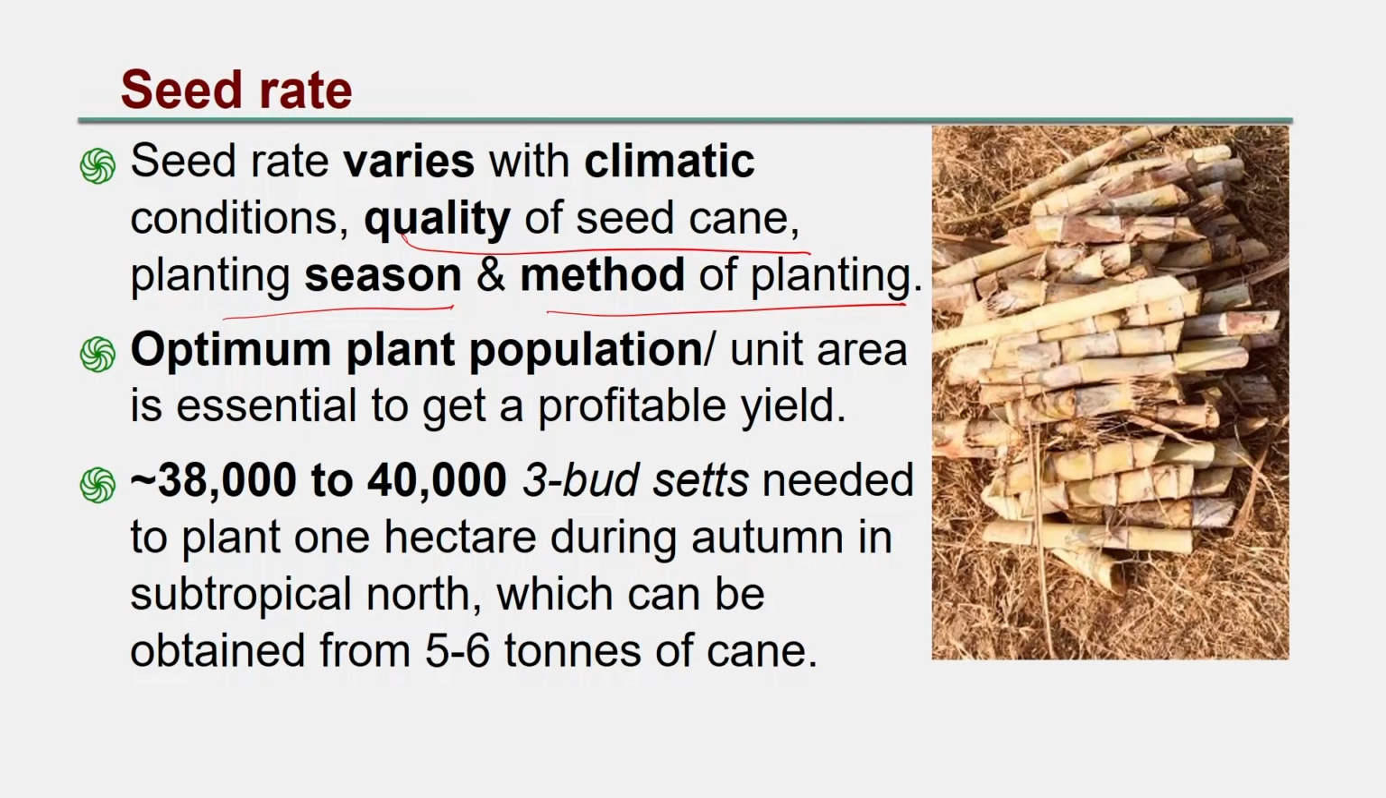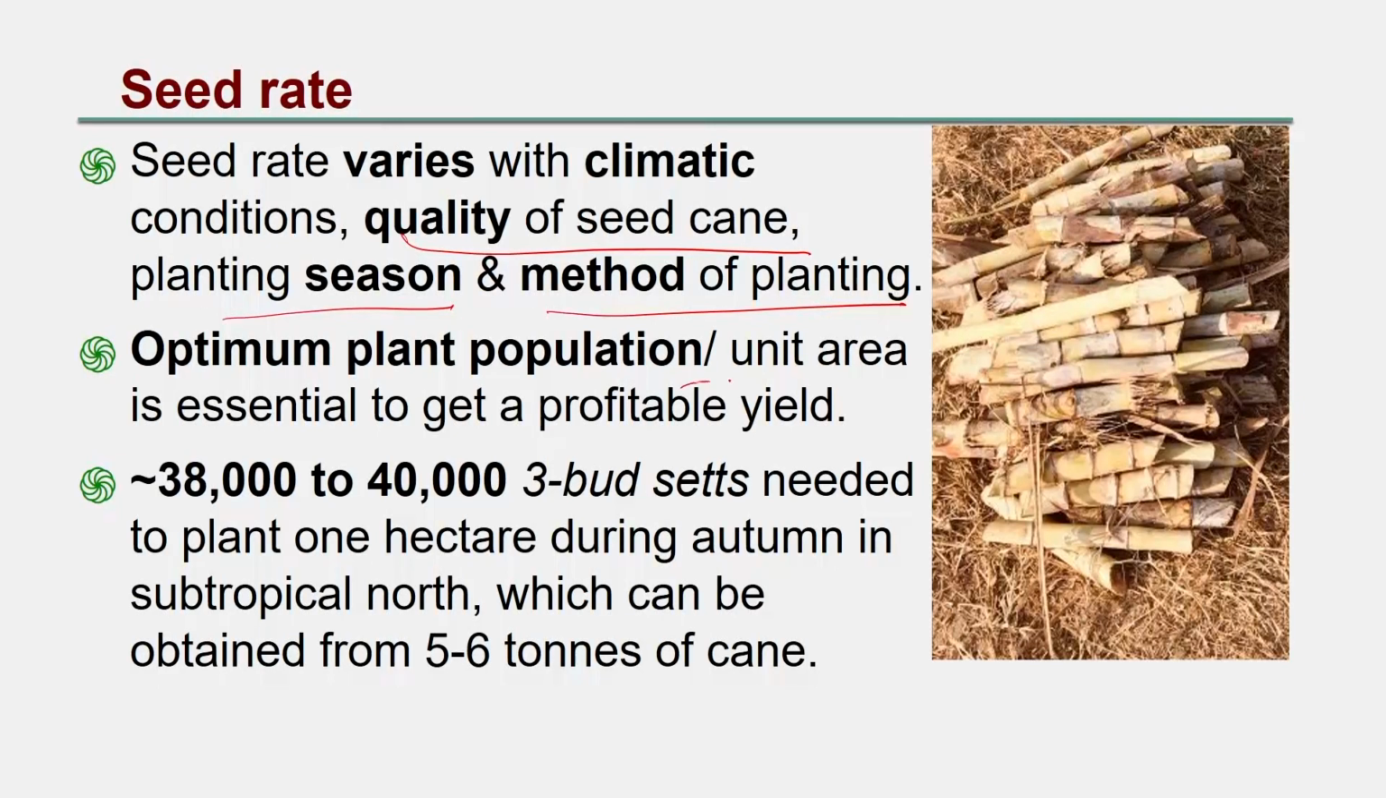Also, planting method: where the spacing is narrow, you would require more seed, and if the spacing is wider, as is the case of trench method, then you will need less seed. So, a number of factors will govern the seed requirement. Optimum plant population per unit area is essential to get a profitable yield.